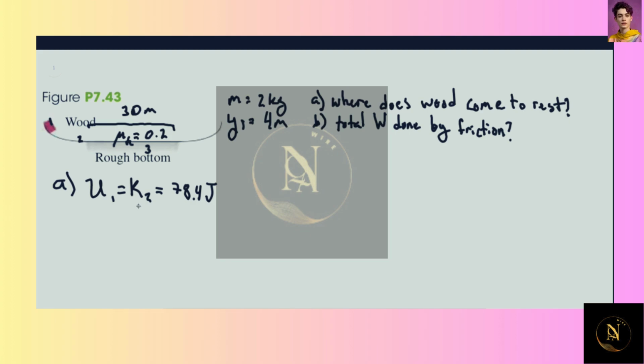Now we know that the kinetic energy at point 2 plus the work friction does will be equal to 0, because that will be the kinetic and potential energies once it comes to rest. So our K2 minus mu m g d equals 0.